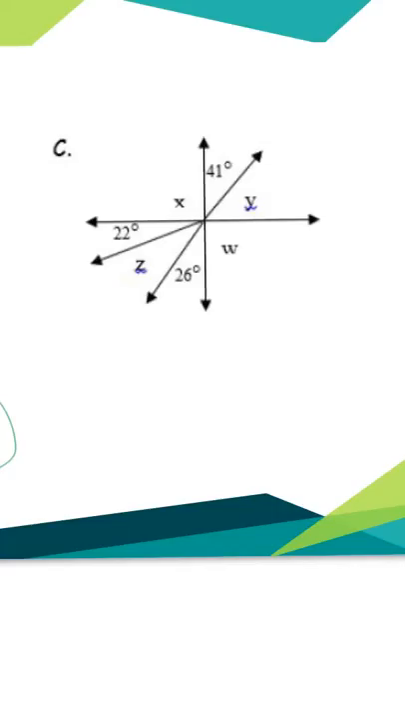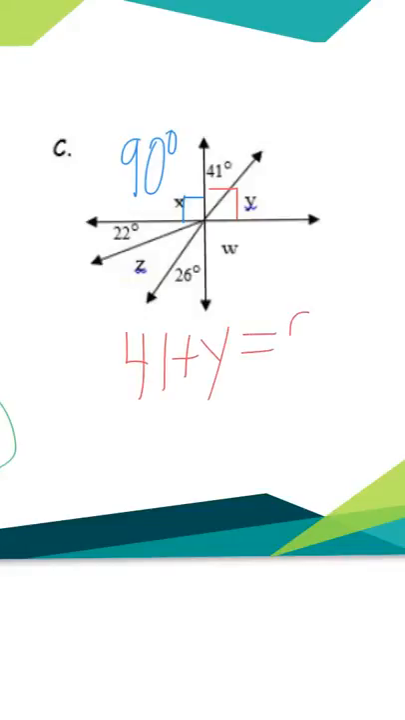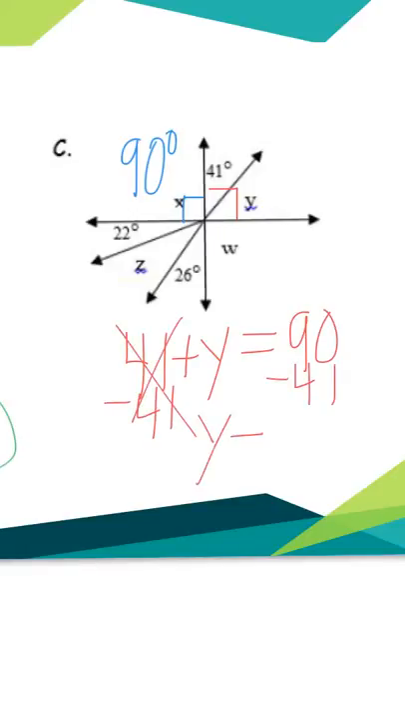In part C, you need to find an X angle, a Y angle, and a Z angle. You should notice that the X is actually a right angle, so we know that X is 90 degrees. You will also notice that the 41 degrees and the Y make a right angle, so 41 plus Y would add up to 90 degrees. If you get rid of the plus 41 by subtracting 41 from both sides, you will see that Y equals 49 degrees.